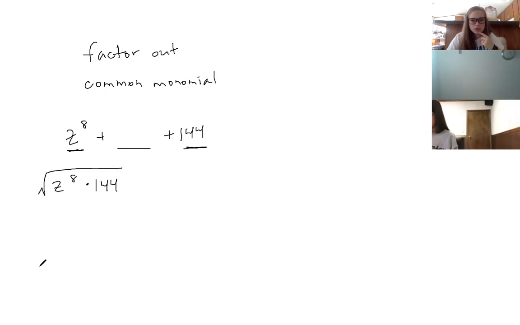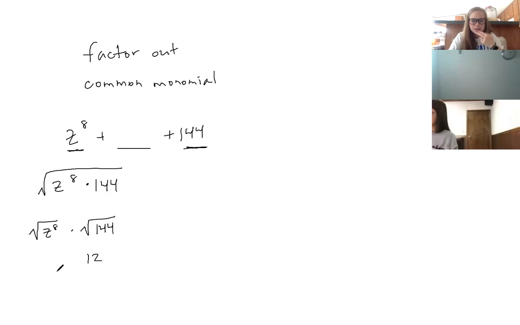Now we haven't done a bunch of these, so there may be one of these on the test. All right, so this question right here may not be counted against you just because I didn't show y'all too many of these. All right, so break this up. Z to the 8th times the square root of 144. Now, the square root of 144, we know that, that's 12. What about the square root of z to the 8th power?